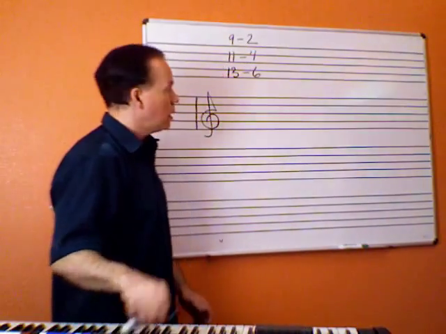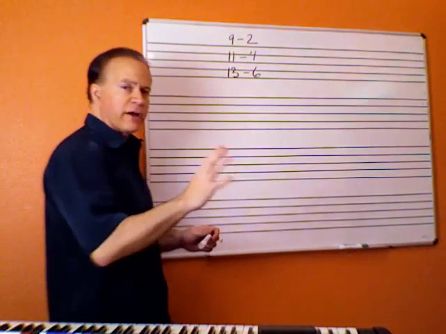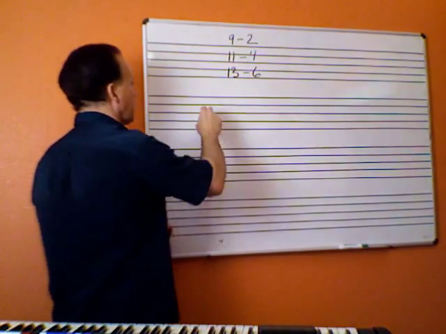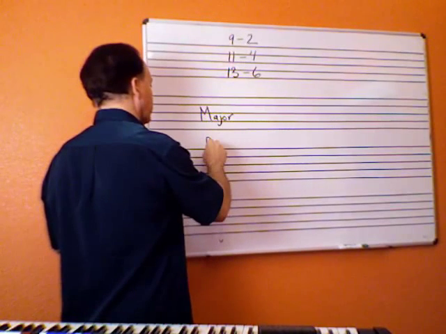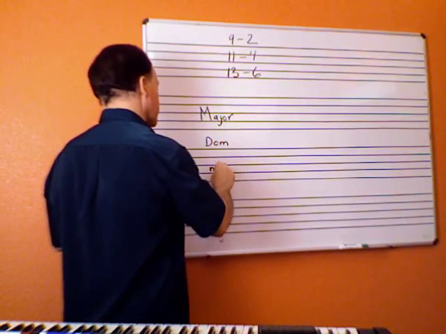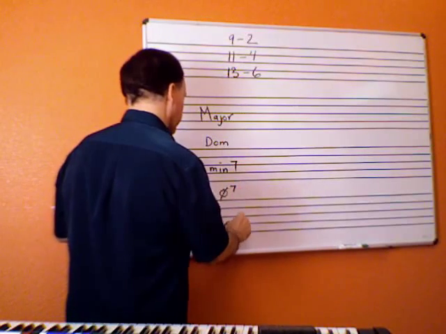Different types of chords. Okay, so let's see. We've got 5 basic types of 7th chords we're dealing with. We've got the major 7s, dominant 7s, minor 7s, half diminished, and fully diminished.